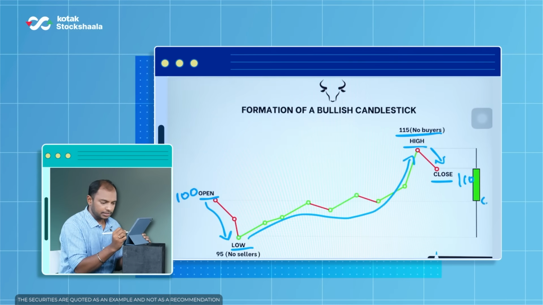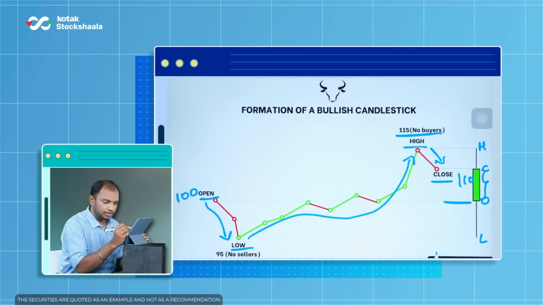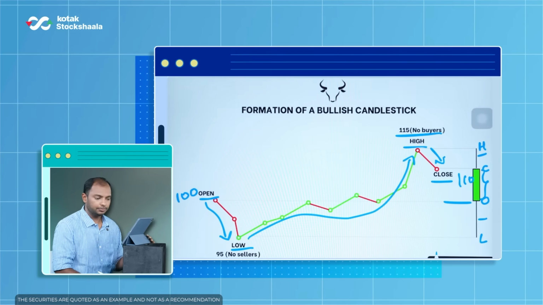Corresponding to the opening, close, high and low prices, you can see the candlestick on the right hand side. The opening price is represented here, this is the closing price, this is the high price, and this is the low price. The green part that you see is called the body of the candle, and the wicks that you see on the top and bottom are called the shadow of the candle.